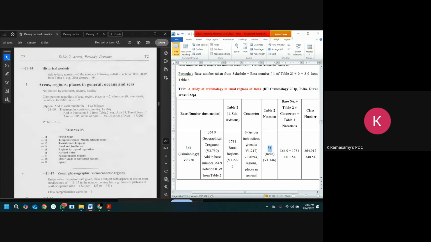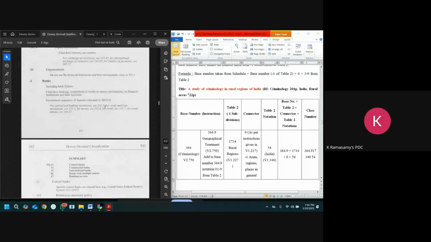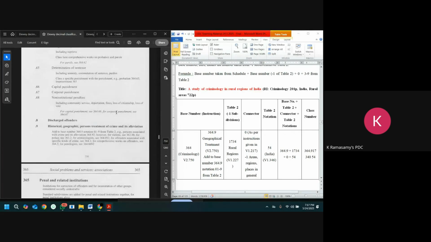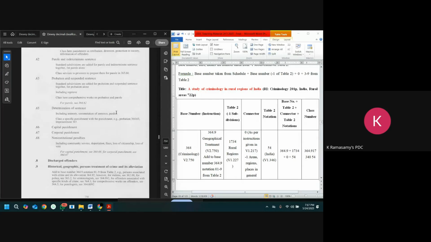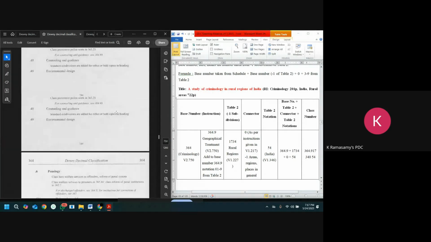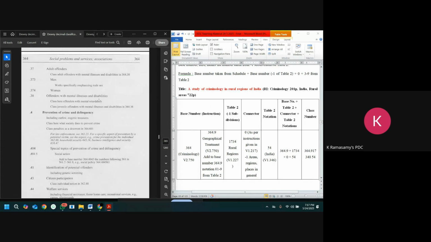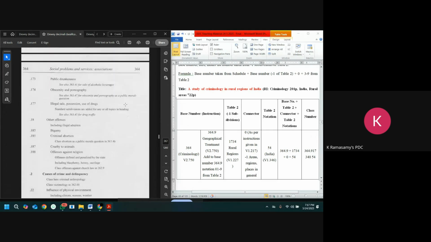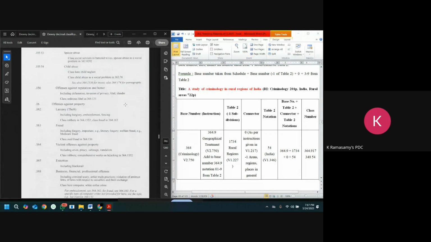Now, what I'm going to do, I'm going to see whether there is an instruction under 364 to add areas. Let me go to my volume 2. In volume 2, let me go to criminology. Where is the criminology? Okay, 364 is criminology. I look for criminology 364. Where is it?